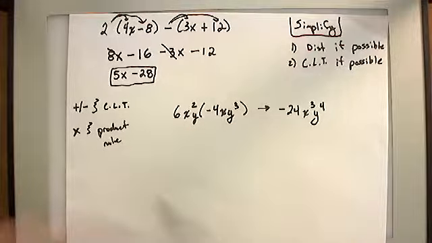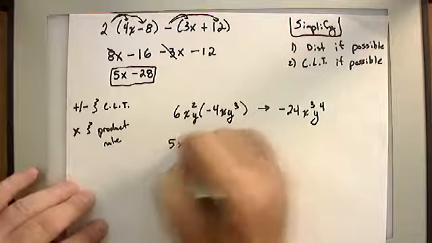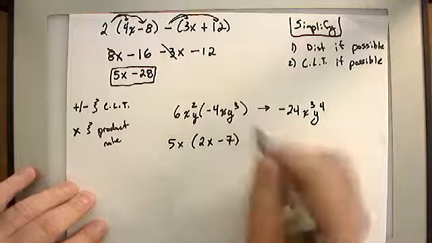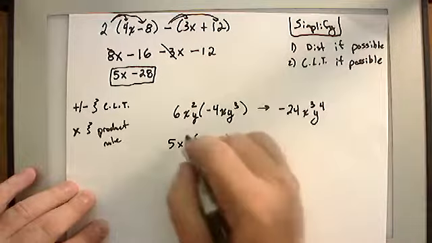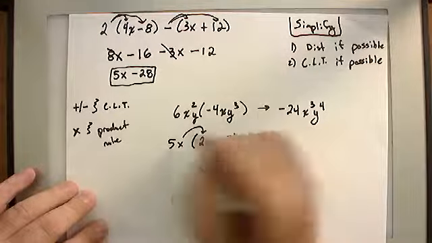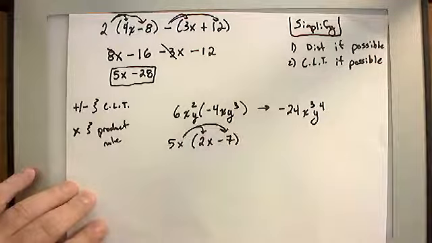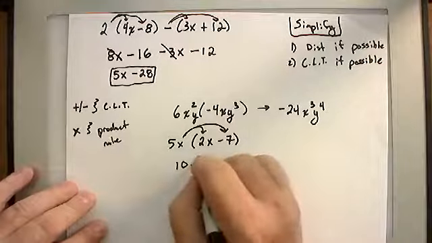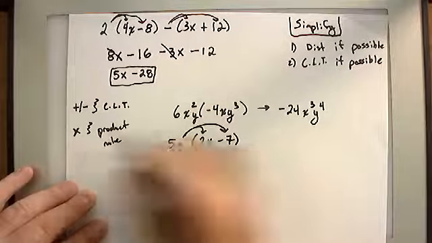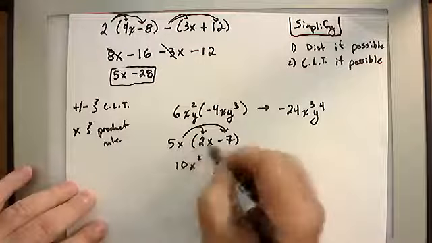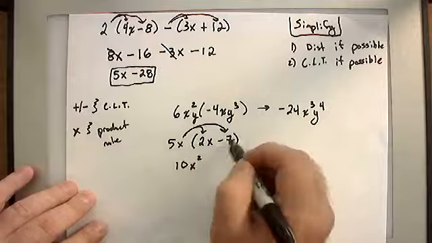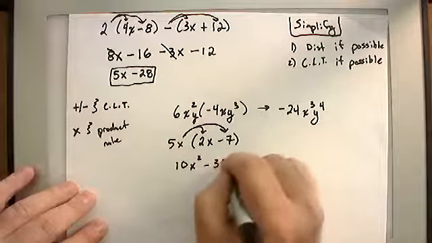What if I did a monomial times a binomial? Well, we're going to have to distribute. So we've got 5x times 2x and 5x times -7. Be a little bit careful here. 5x times 2x is 10x squared, right? Because we are multiplying, we use the product rule, which tells us the powers should add. 5x times 2x is 10x squared. And 5x times -7 is -35x.